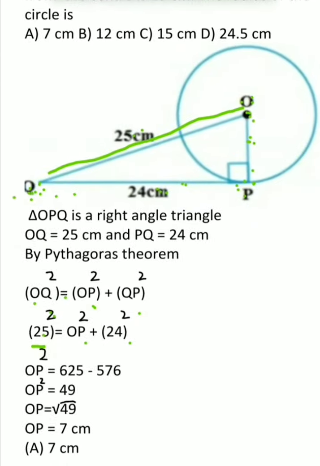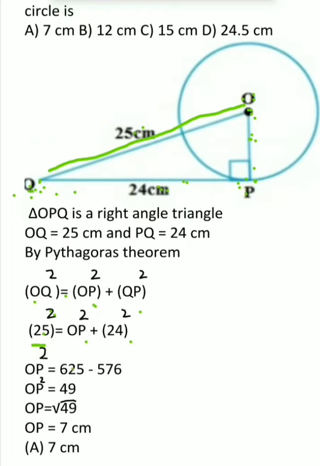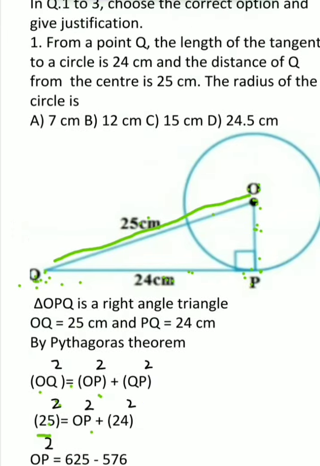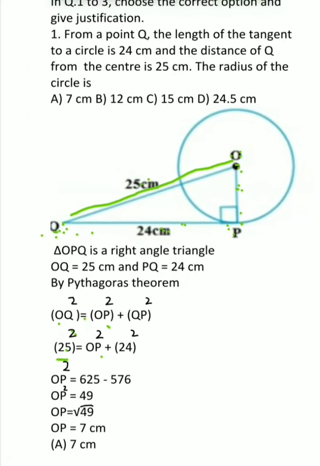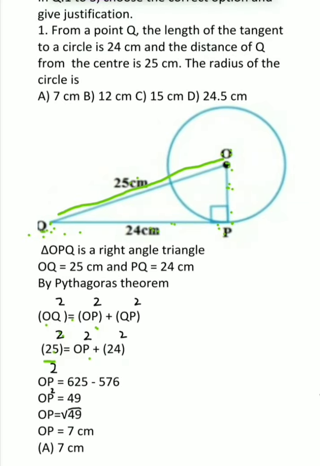See, 25 square is nothing but 625. 24 square is nothing but 576. Now OP square is equal to 625 minus 576, which is equal to 49. Therefore OP is equal to under root of 49. Therefore OP equals 7 centimeter is our answer.